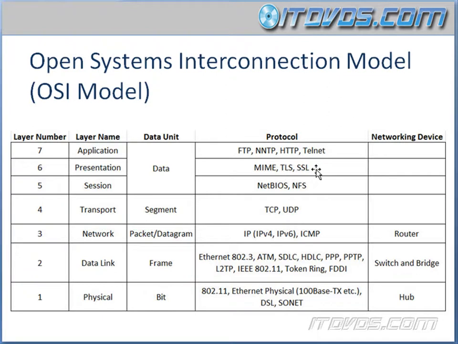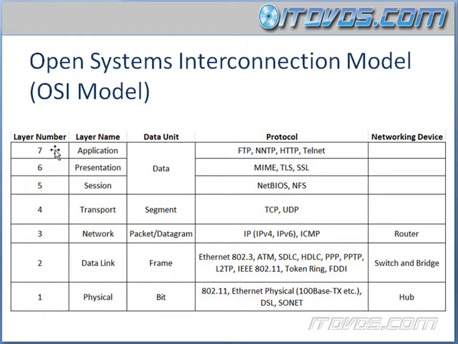SSL we're probably familiar with. If we go to a website that uses HTTPS to encrypt the data as it gets sent to and from the server, the actual encryption process happens at the presentation layer. And it's important to know that we can move down the OSI model or up the OSI model.